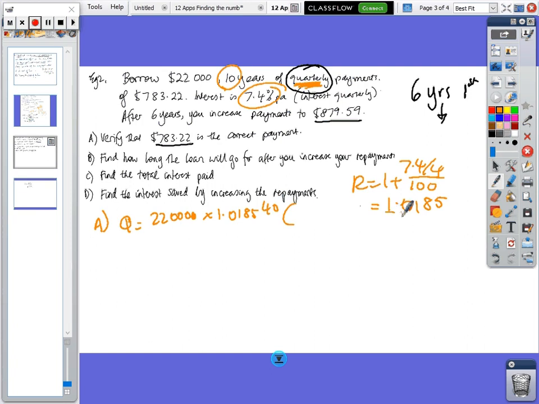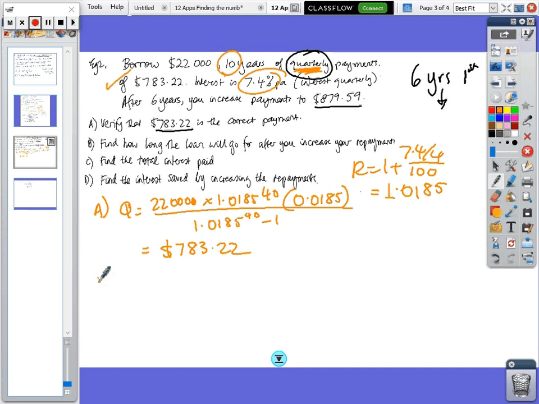R minus 1, just take off the 1, so 0.0185, close bracket. R to the n, 1.0185 to the power of 40 minus 1. And if you chuck that on your calculator, I got $783.22. So the payment is the correct payment for that length of loan. Okay, part B, I'll change colours so you can stand out.